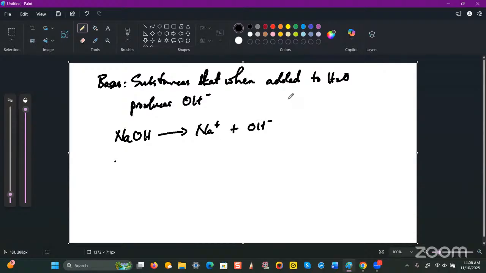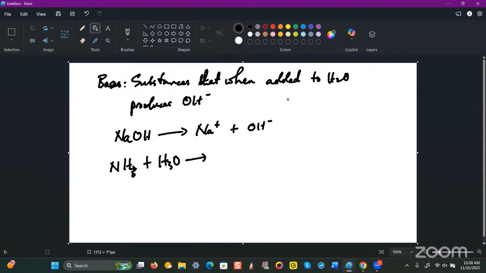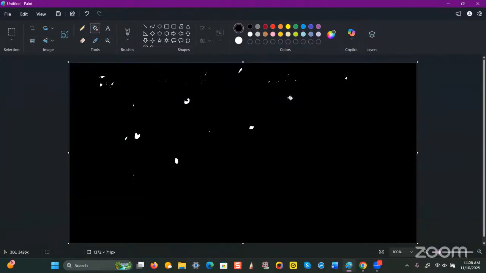And here's one example, which is kind of different from what we have here: ammonia. Now, ammonia by itself does not have any hydroxide ions present, but what happens when added to water produces, I'm sorry. What is going on? I think you keep hitting the fill button by mistake or something. All right, sorry about that, folks.